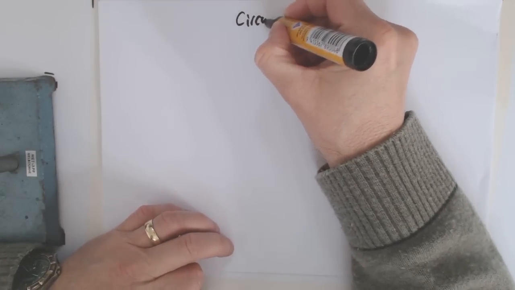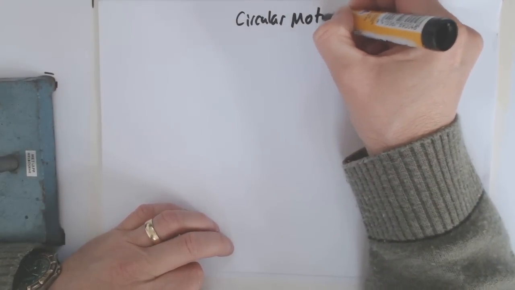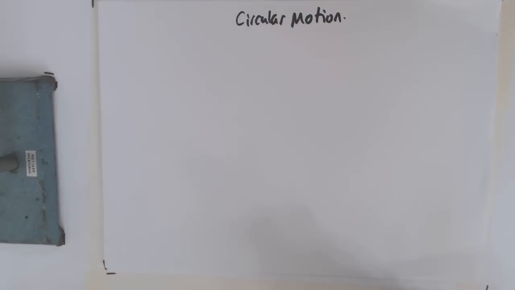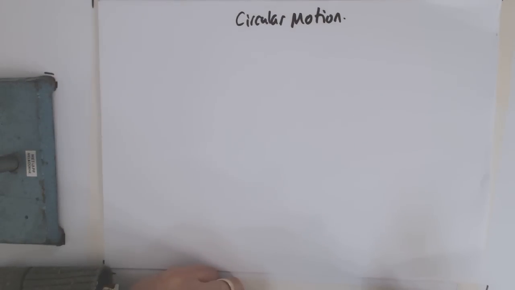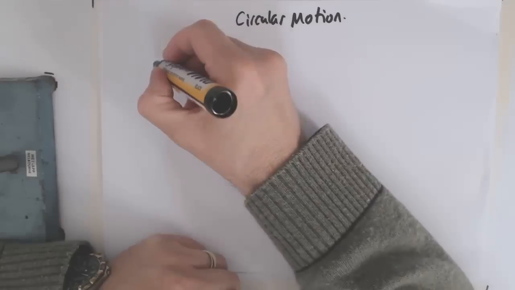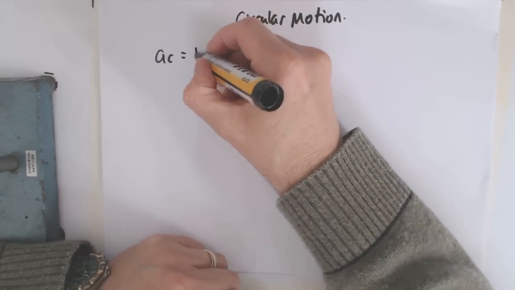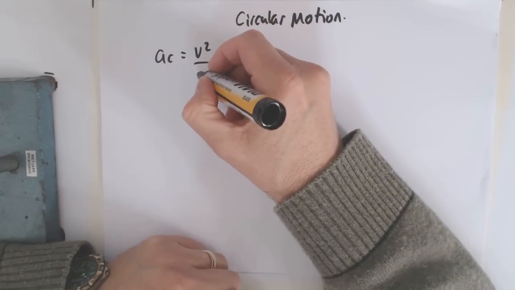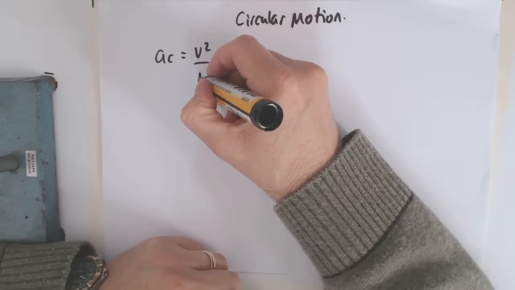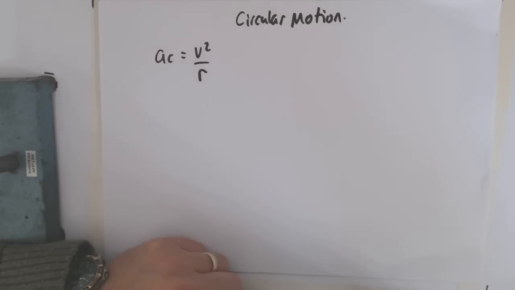Alrighty, still looking at circular motion. A few little aspects that we want to discuss here, and then we'll get into some slightly more complicated bits. So we've looked at it and we found that centripetal acceleration is equal to velocity squared divided by radius. And that was a pretty strange formula.